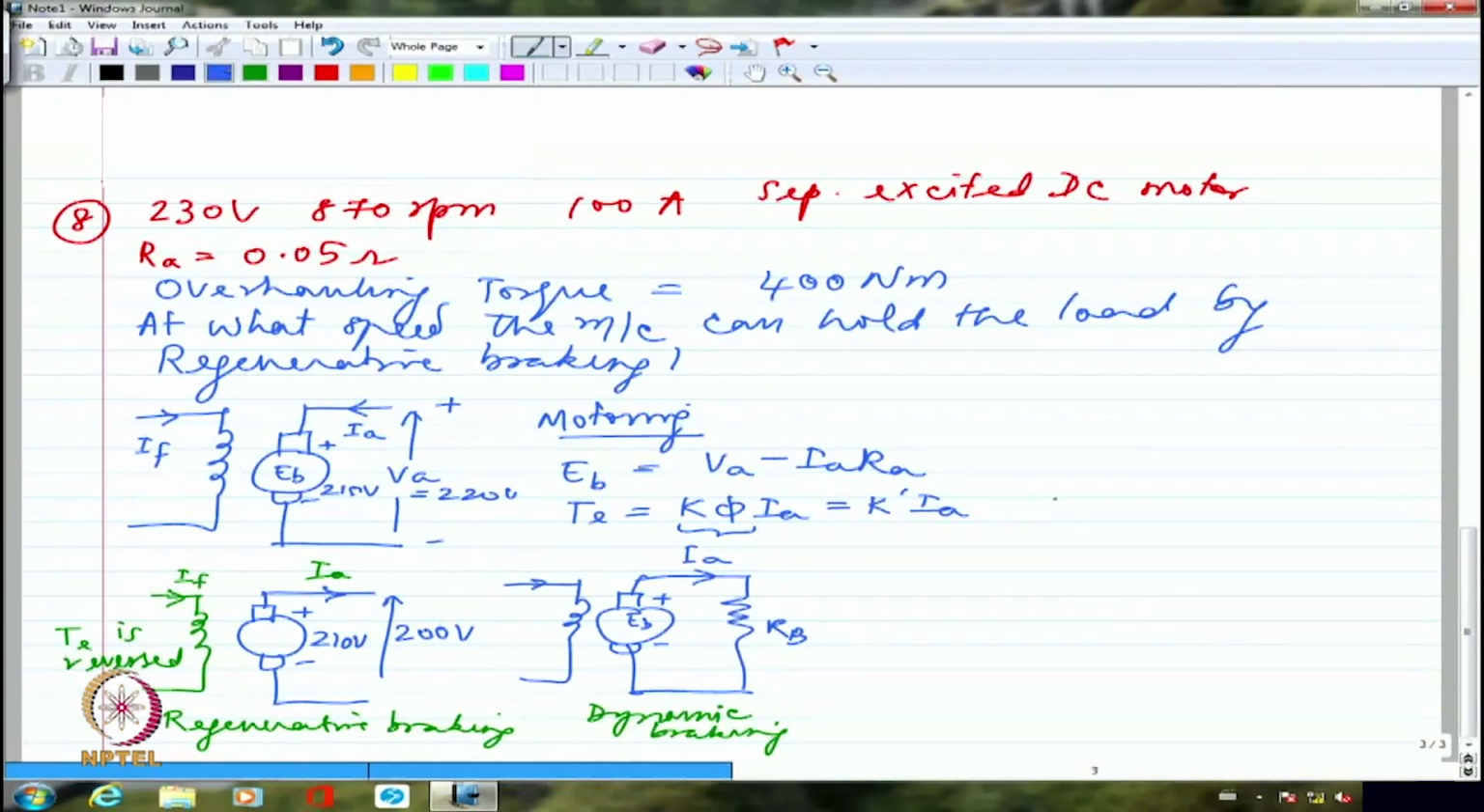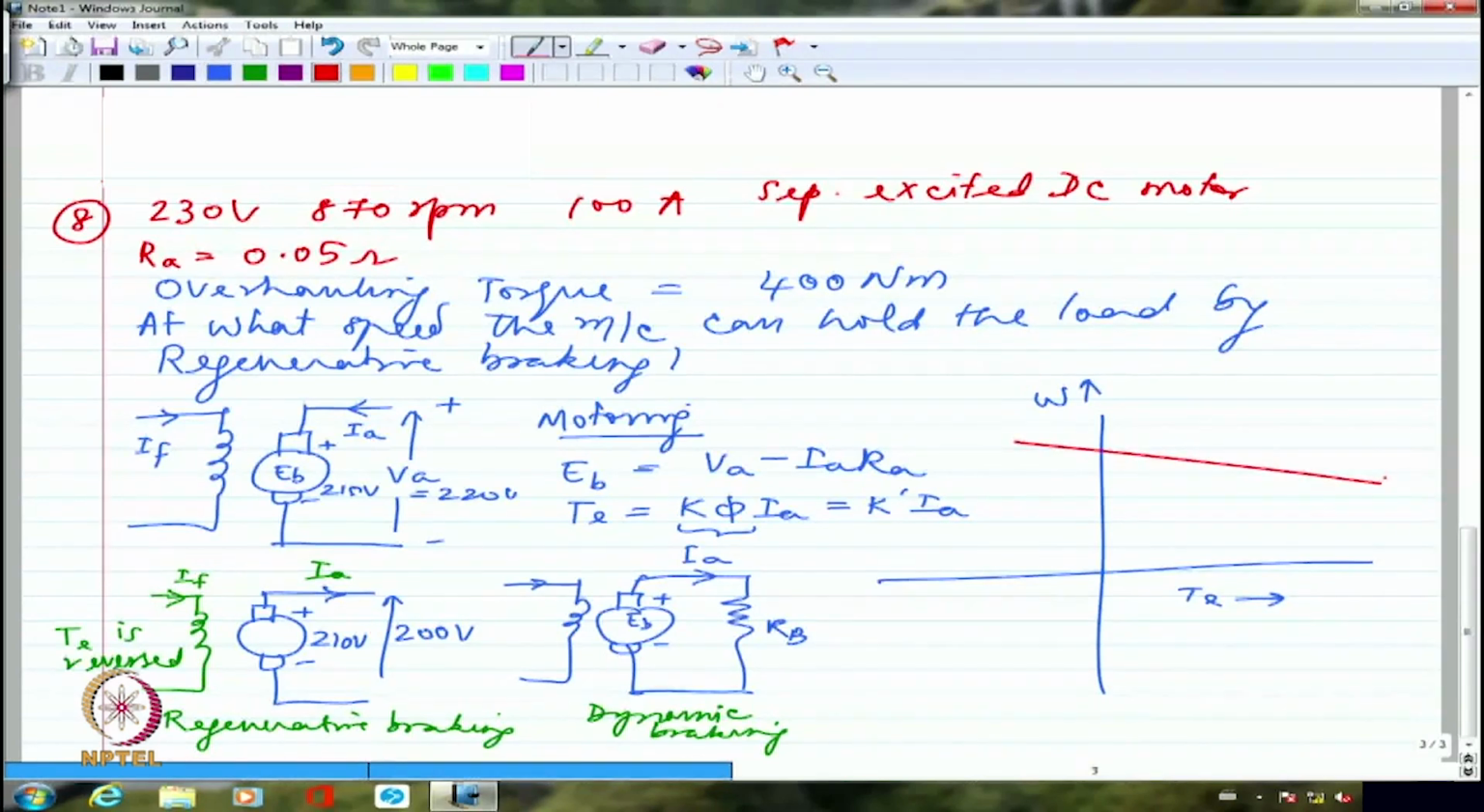If I try to show you in the form of characteristics, this is the speed, this is the torque, and this is going to be my normal characteristics of the DC machine. Maybe the machine was operating at some point here. This was the operating point that we were talking about. Now, let us say it is something like a vehicle which is going downhill. What will happen? The speed will increase enormously. Whether I like it or not, the speed is going to increase quite a bit.